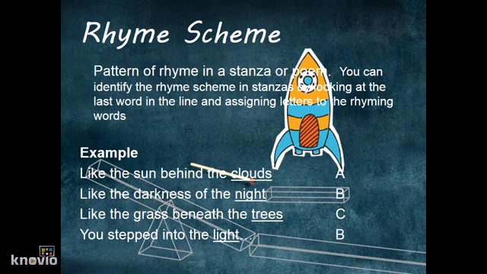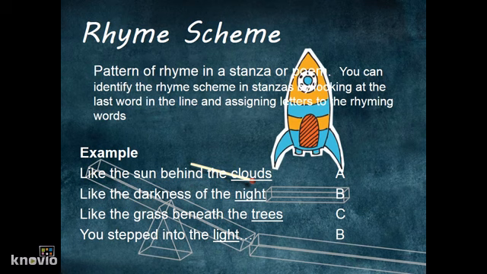The rhyming pattern in a stanza or poem can be identified by looking at the last word in the line and assigning a letter to the different rhymes. For example, as you can see here, like the sun behind the clouds, so we put an A for the "ouds" sound, and then like the darkness of the night. Now that does not rhyme with clouds, so we use a different letter, so A and then B. Like the grass beneath the trees, we haven't come to that rhyme yet, so that's another letter, C.